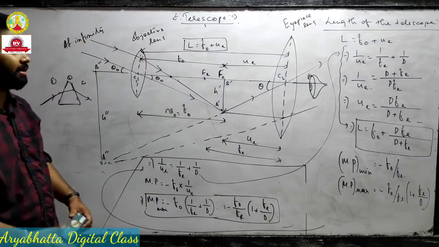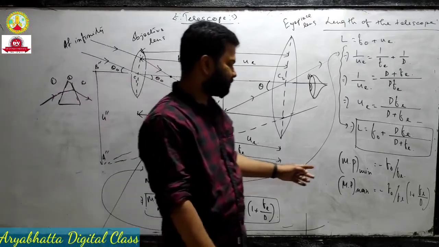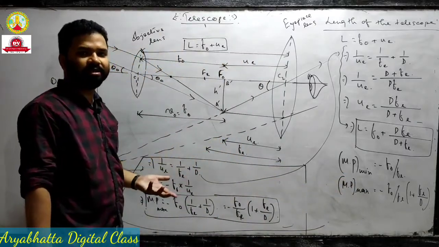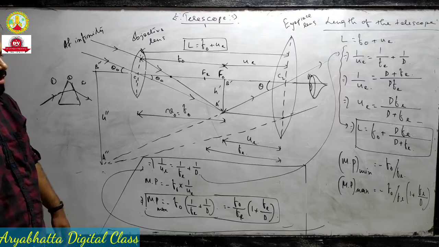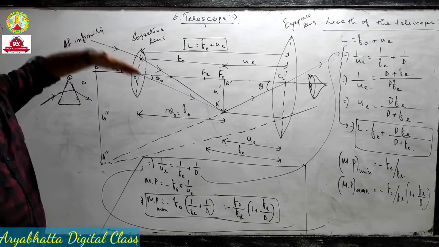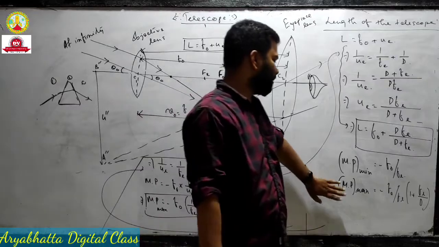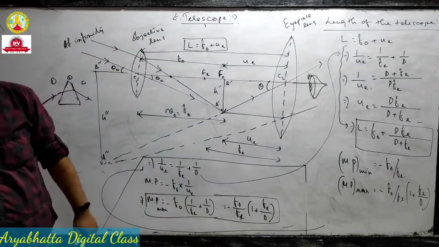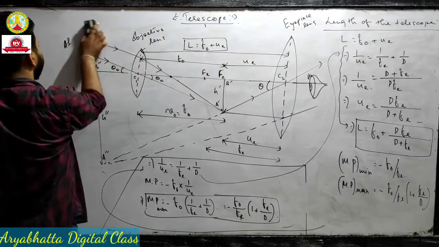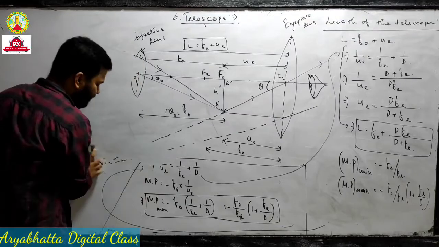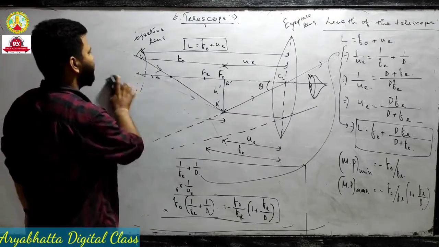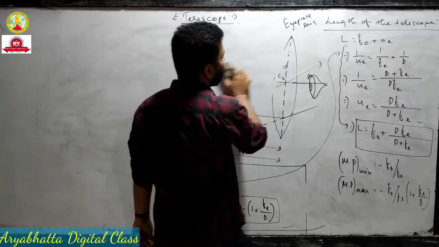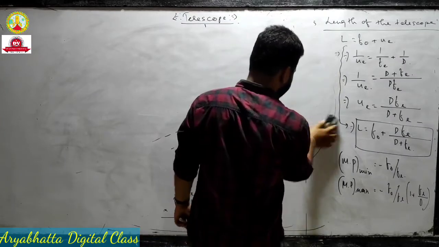Okay, so I have already said there were two conditions: one minimum, when the image is formed at infinity. Here the image is not forming at infinity. That is also another type of ray diagram that we have to do now. And the third one is when magnifying power is maximum, when the image is formed at least distance. Suppose this one is the least distance here. So the thing is, draw the ray diagram of the telescope when the magnifying power is minimum or the image is formed at infinity.